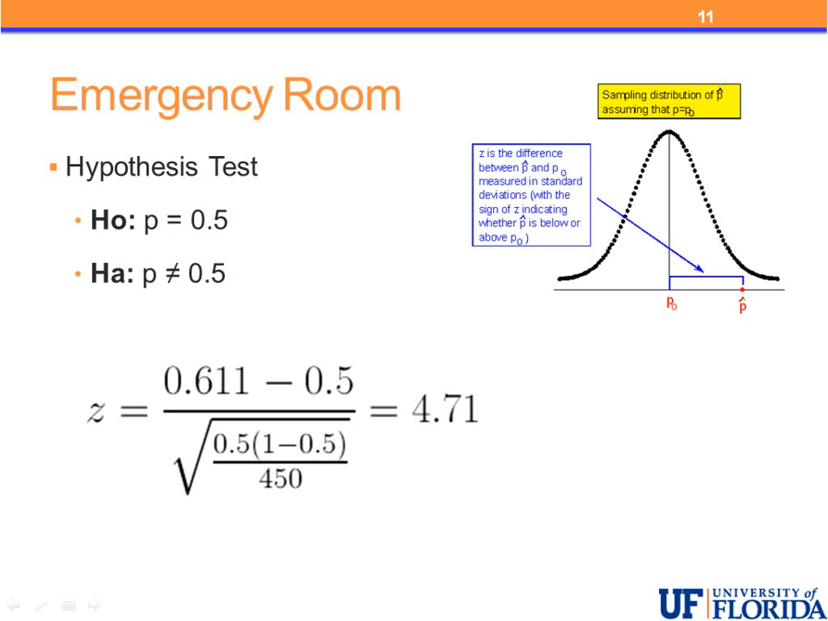The p-value is basically 0 for such a large z-score under the normal curve, and thus there is enough evidence to conclude that the true proportion of female patients in this ER is not equal to 50%. Remember that the p-value is the probability of obtaining a result as or more extreme than our data in the direction or directions of our alternative hypothesis, assuming that the null hypothesis is true.